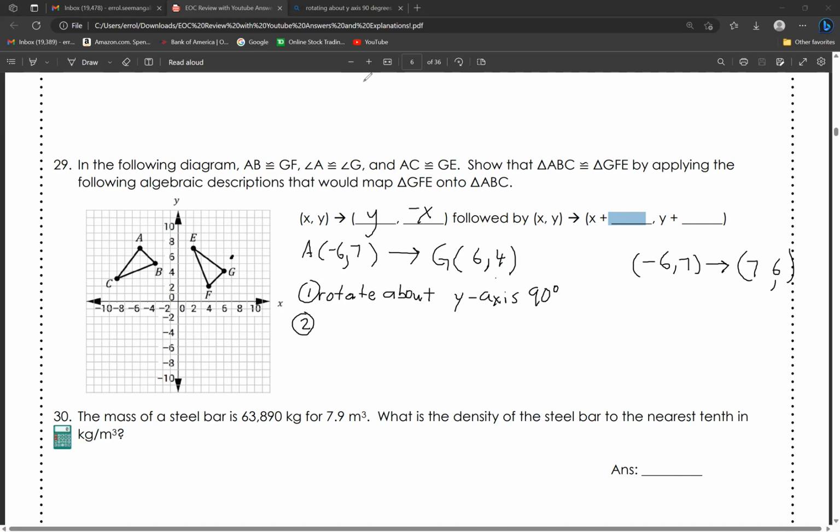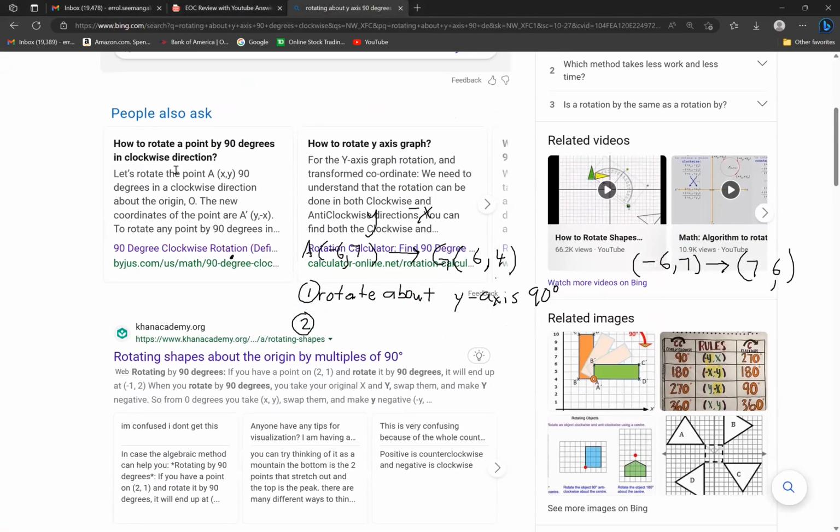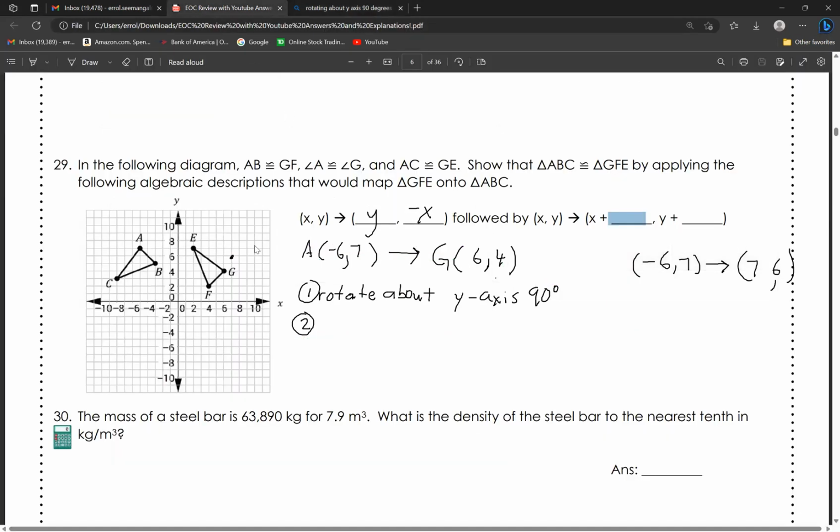Okay, let me go back and make sure I read that properly. How to rotate a point 90 degrees in clockwise direction. Let's rotate point A (x, y) in a clockwise direction about the origin. The new coordinates of point A are (y, -x). Okay, yep. So that's the first thing. Now we're there. Okay, so do that for all 3 points now, right?